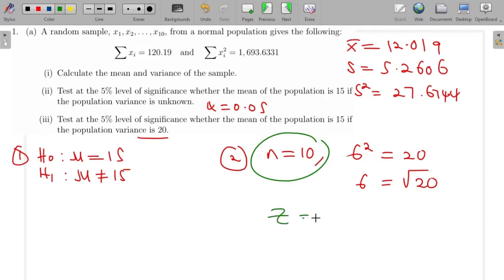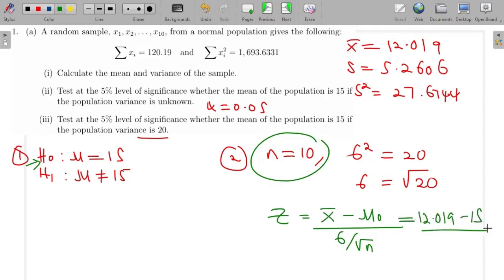So we're going to say Z is equal to the sample mean minus mu naught, meaning the mean under the null hypothesis, divided by, since here the population variance is known, we can find its standard deviation. So it's going to be sigma over root of n. So this is the statistic that we're going to use. So we're going to say 12.019 minus 15 over root of 20 divided by root of 10. Okay, so we just punch this into the calculator. Make sure you counter check.